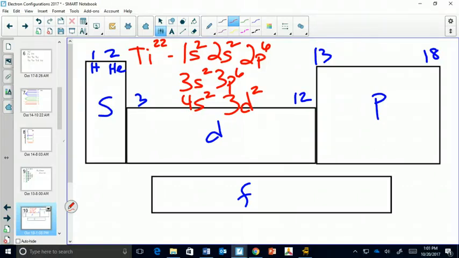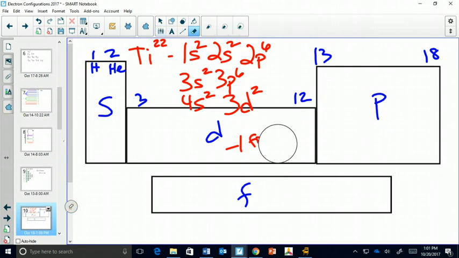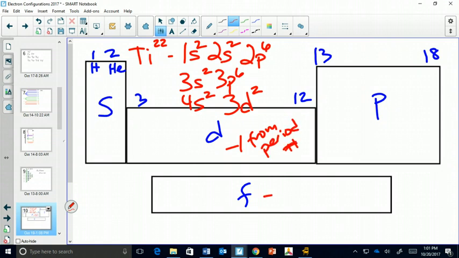So for the D block, you have to take away 1 from the period number. And for the F block, you actually subtract 2 from the period number. So this is not the 6F, even though it's in period 6, it's actually the 4F. This is not the 4D, even though it's in period 4, it's 3D. S and P stay the period numbers. That never changes.